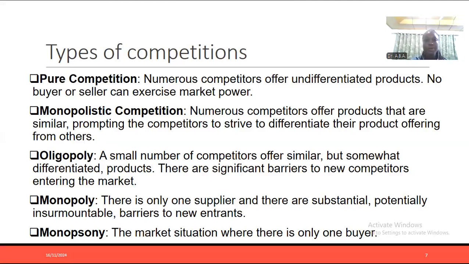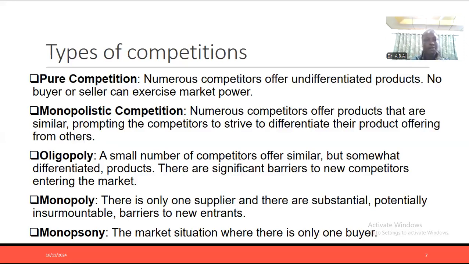Okay. Then we have the monopolistic competition, where you have numerous competitors offering products that are similar. And so this prompts competitors to strive to differentiate their product offering from others. Because if everyone is giving the same things to the customer, it means that you are sharing the market. So there should be a way that you differentiate your product in a way that will create a competitive advantage on the market. So that's the monopolistic competition, where the business organization differentiates its products in a way that makes it the only one on the market with that product.